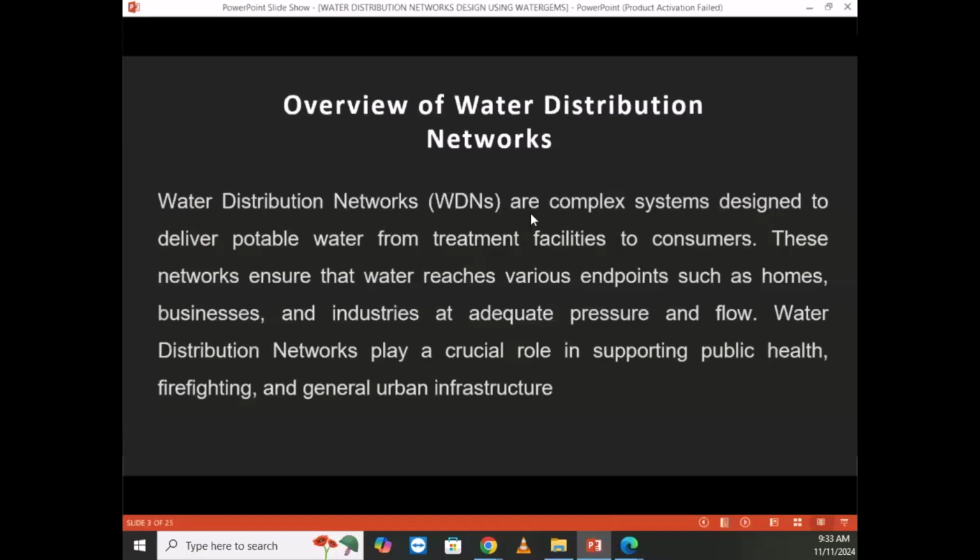So, what is the difference between the transmission network and a distribution network? The transmission network, most of the time, is the network which comes from the source, reaches a treatment plant, and after the treatment plant, there is a line which goes from the treatment plant to a main reservoir. Those are the transmission network. And when you come from the main storage reservoir, you now start distributing water. That's where this definition comes from: from the treatment facility to the consumers.